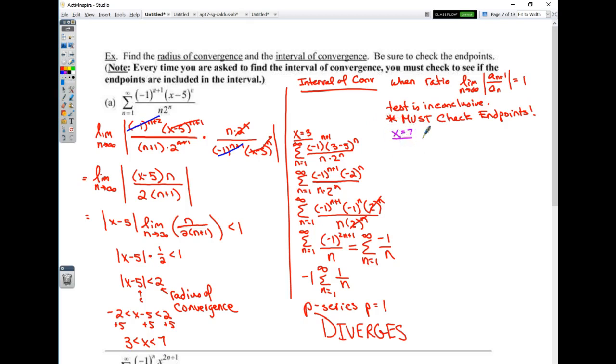X equals 7. That's right. You've only done half the work. You've got to do this a second time. No! This is terrible. Actually, you're going to like this one. I promise.